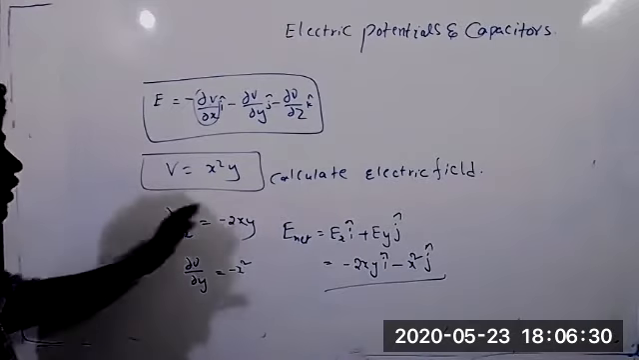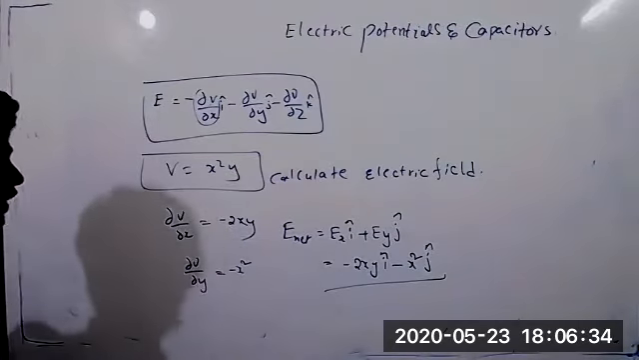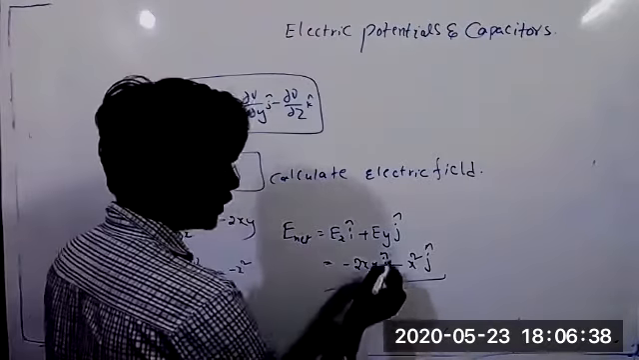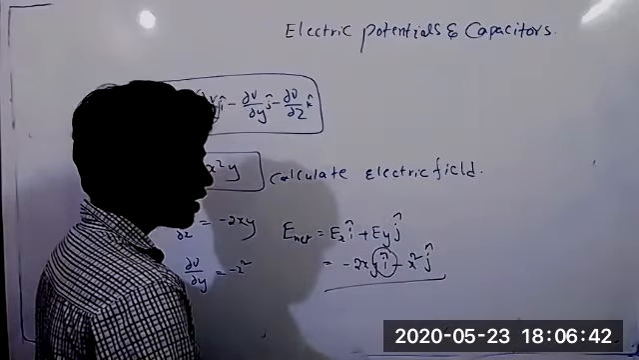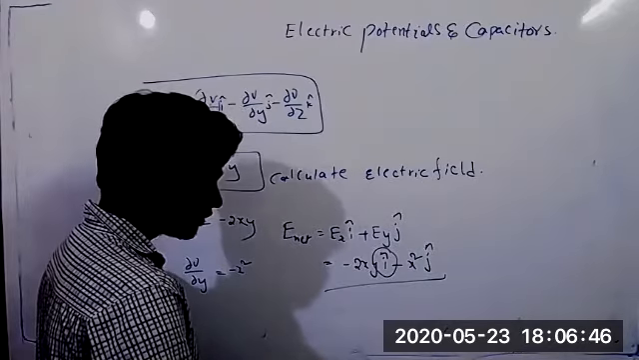Remember this. We can't leave immediately. You should solve up to here, then only the question will be complete, because they ask for the electric field. Now see, if anybody asks you what is i cap, what is i cap? Electric field along x direction.